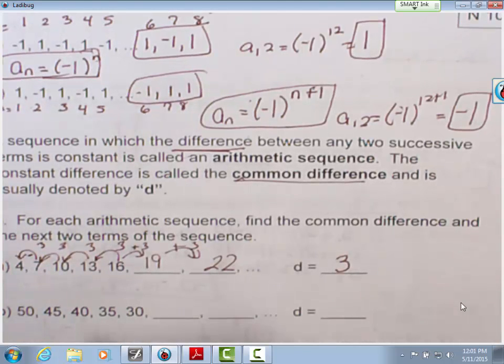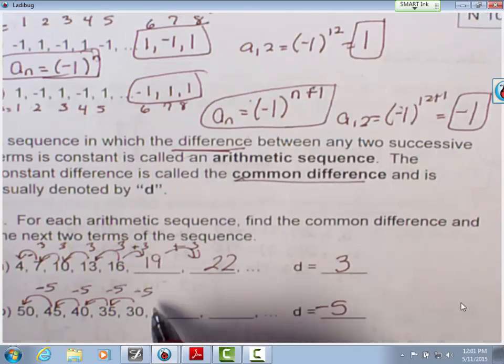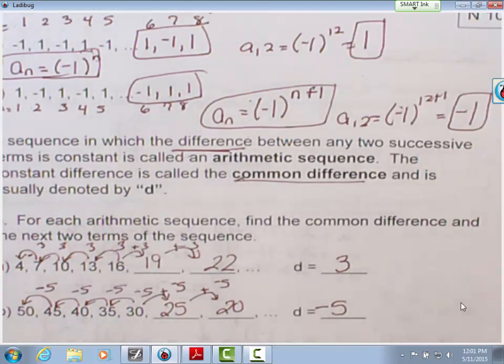So similarly here, I'm going subtracting back this way, I get negative 5. Subtracting back this way, I get negative 5. Continuing, I get negative 5. So D equals negative 5. When I go this direction, I'm going to add negative 5. So that'll be 25. I add negative 5, I'll get 20.